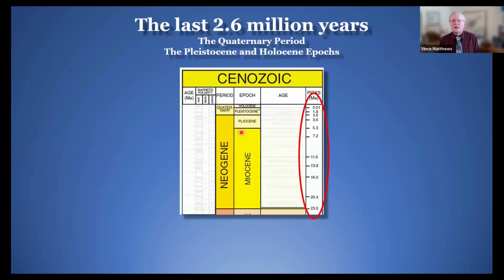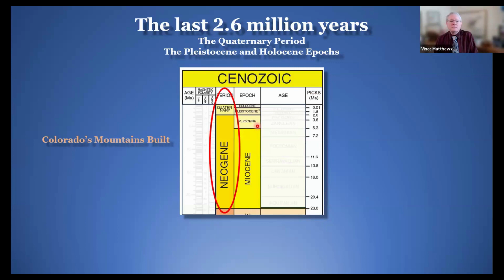And the poor Pleistocene up here has been getting condensed on both ends from above and below to where it is now. Instead of about 11 million years long, it's less than 5 million years long. Okay, so the Neogene and the Quaternary are the periods that we are dealing with here. And Colorado's mountains were built during this time period and still are being built.